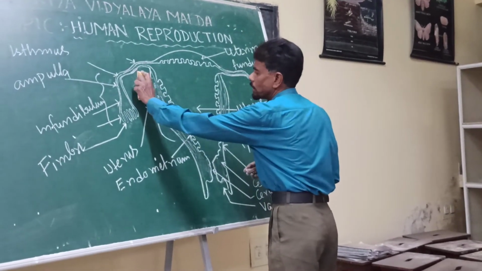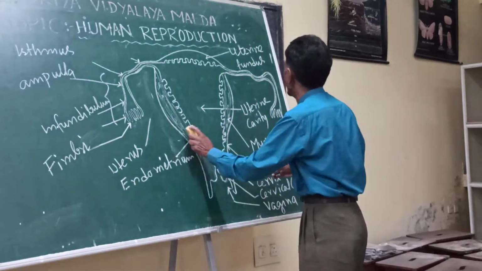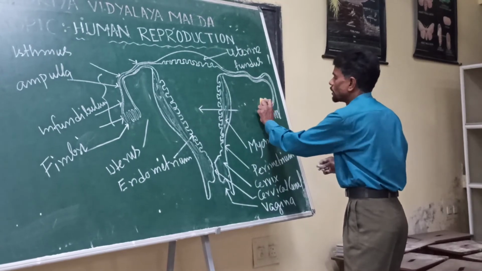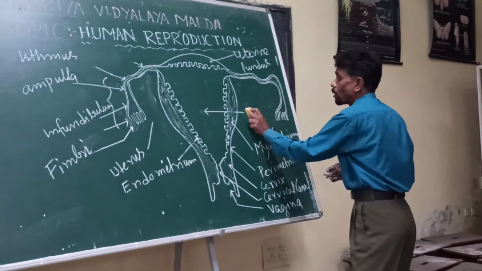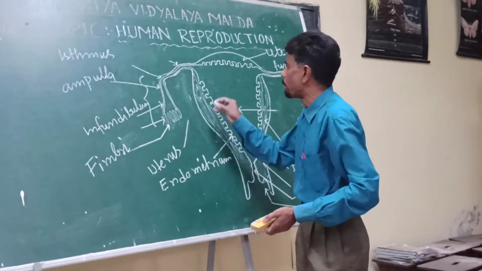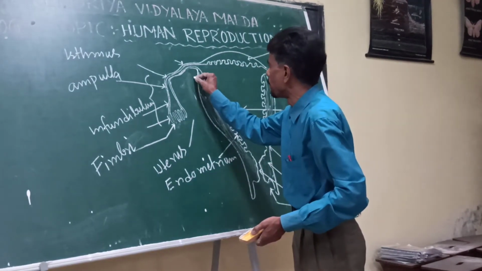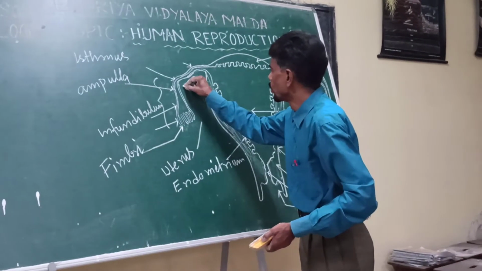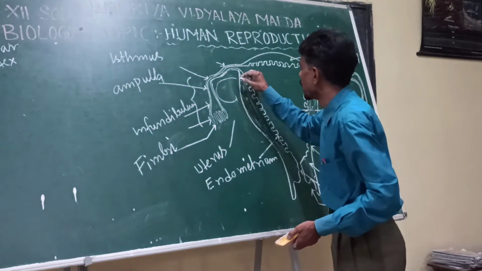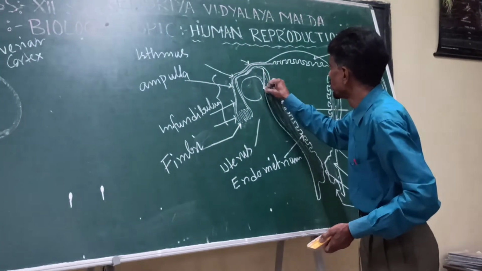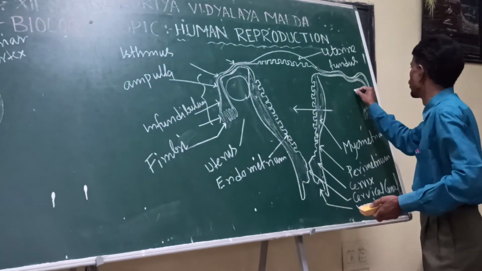So shall I rub this part and draw the primary one from both sides? What is the primary reproductive organ? I told you, a pair of ovaries.